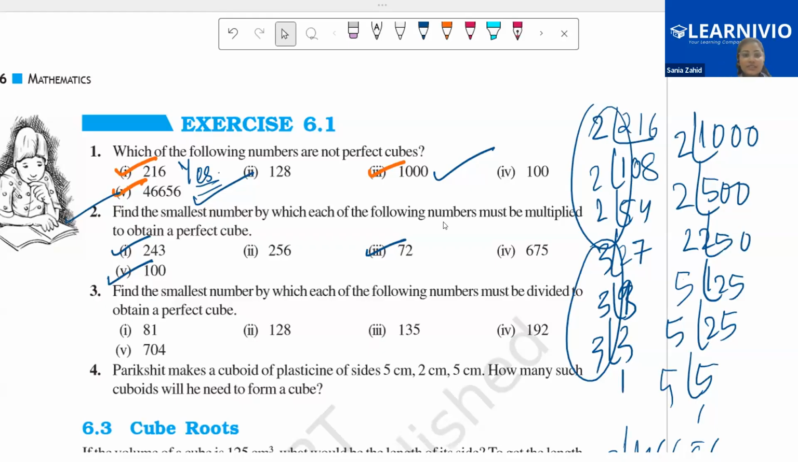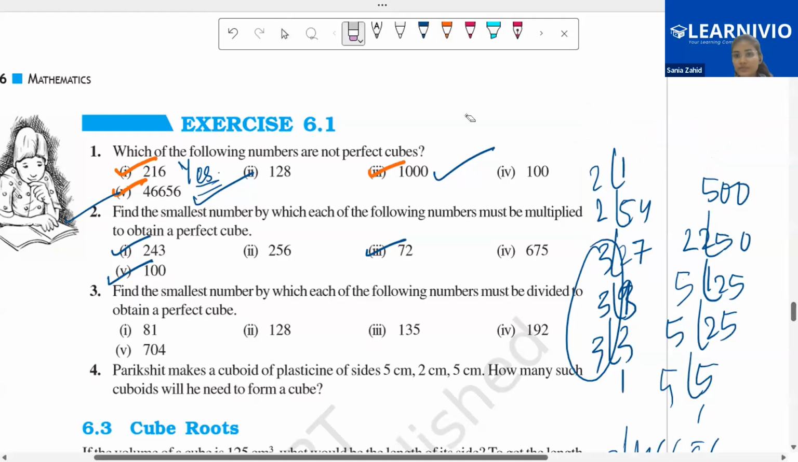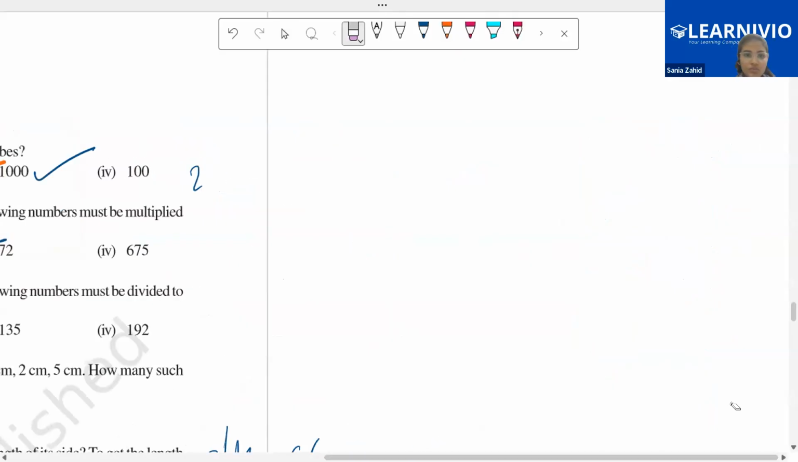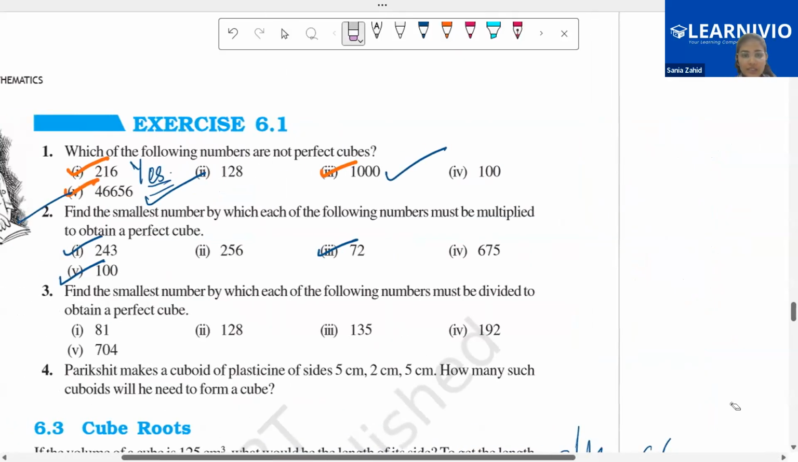So children, let's have a discussion. One by one, please tell me the solutions. Tell me the first one. Who will tell? Ma'am, can I say? Yes, sure. Tell us, Harmeen. 243 can be prime factorized by 3.